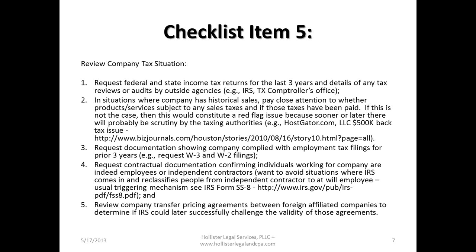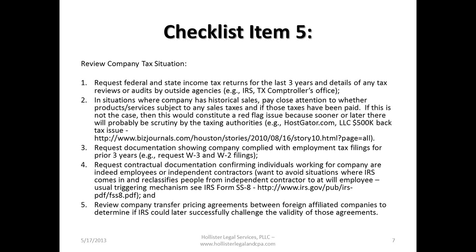A good example would be the HostGator situation a few years back, where in essence they had set up shop here in Texas. They were selling goods and services that were subject to Texas sales tax. They never collected sales tax, and so they were subject to back taxes, penalties, and interest of $500K. You don't want to be in a situation where you're funding an RBF deal and suddenly you find that $500K of proceeds are going to be owed to taxing authorities, when you originally thought that your funding obligations were going to go toward growing the company.